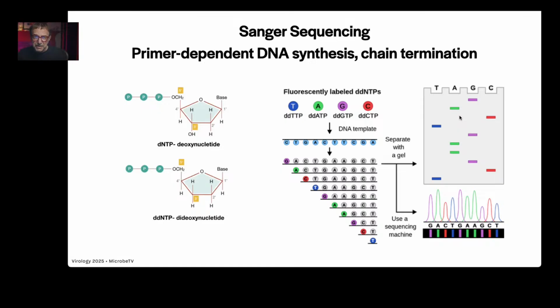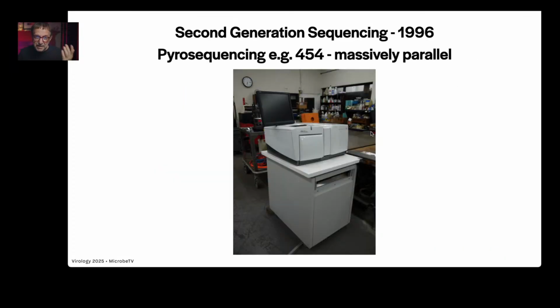So these were first generation sequencing methods. Then the real revolution began with the second generation around 1996. These were methods based on what we call pyrosequencing. And the very first one was the 454 methodology developed by Roche. And this was actually a machine like this one that would pretty much do everything for you. I'm going to explain what it is in a minute.